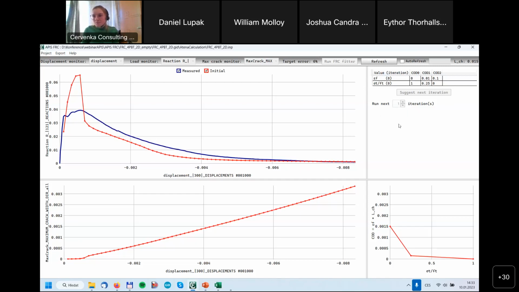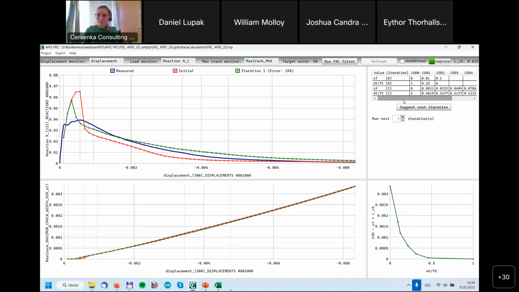And it might be handy, especially when you want to suggest the next iteration, when you want to change it manually. So when it is not running, it's possible. Oh, so we got the result. Perfect. So here you can suggest the next iteration and run the fitter again. So now you can see that we got the LD diagram for the first iteration.